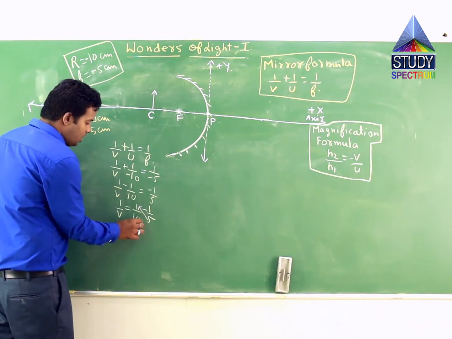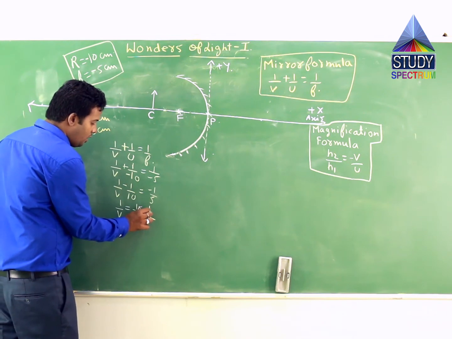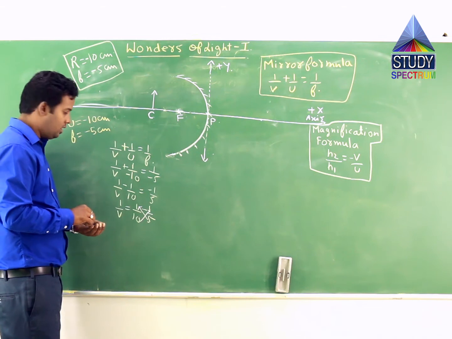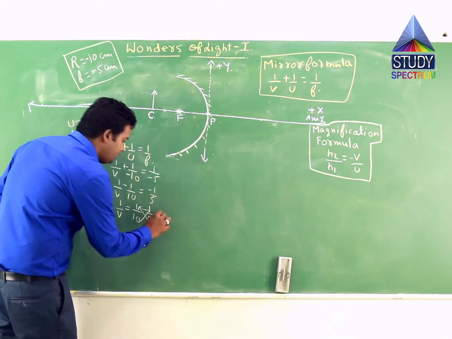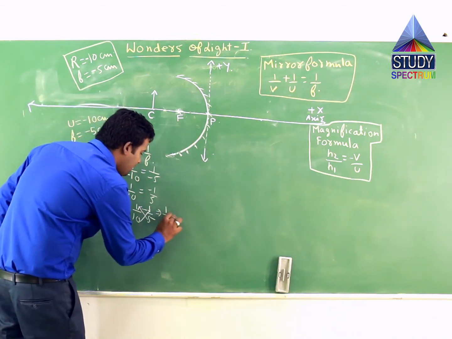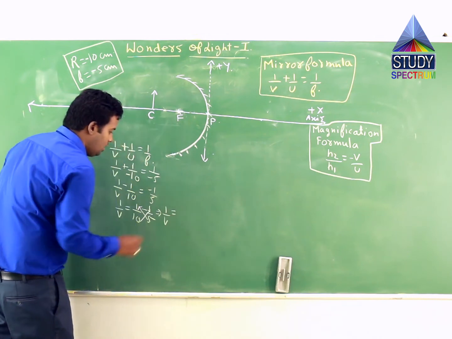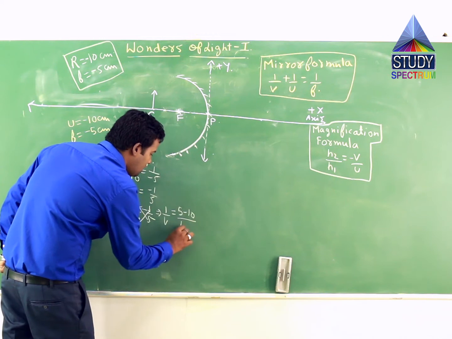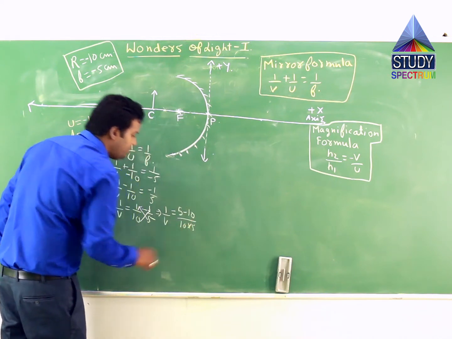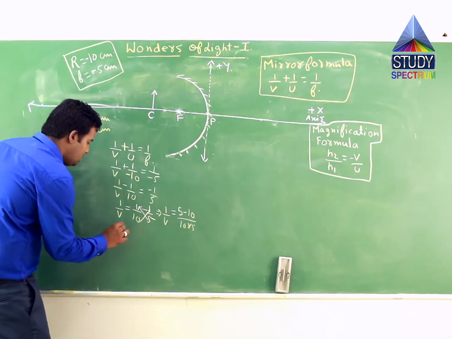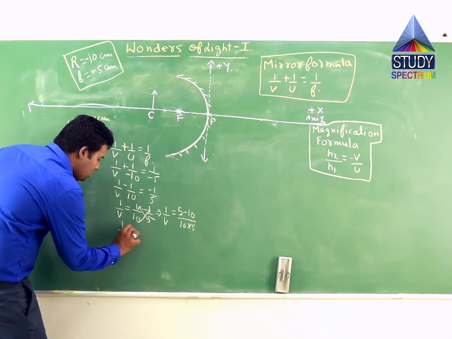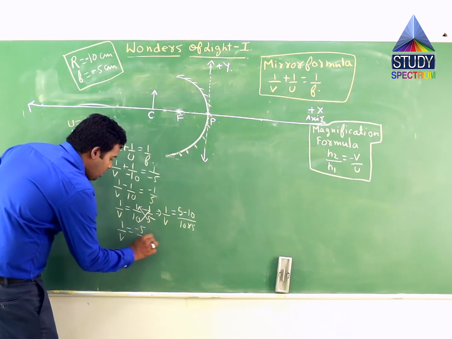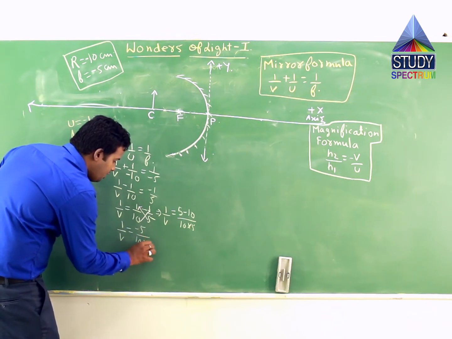The denominator of the first term should be multiplied with the numerator of the second term, and the two denominators should be multiplied with each other. So this equation becomes 1 by V is equal to 5 minus 10 upon 10 into 5, which means 1 by V is equal to minus 5 upon 10 into 5.